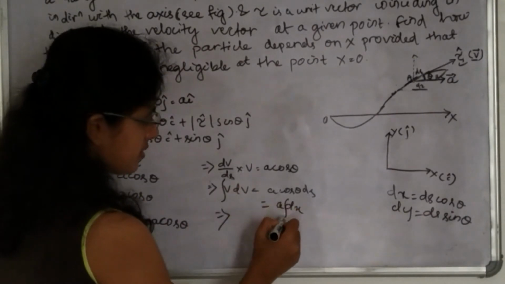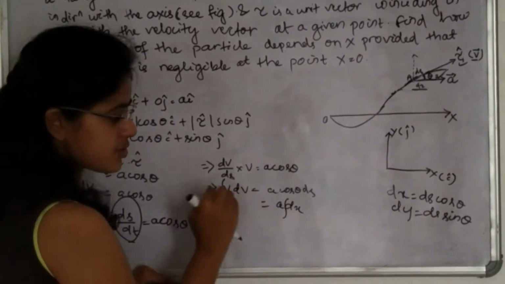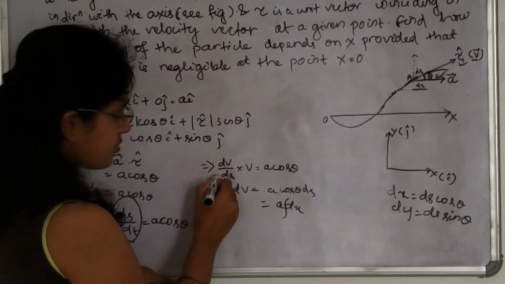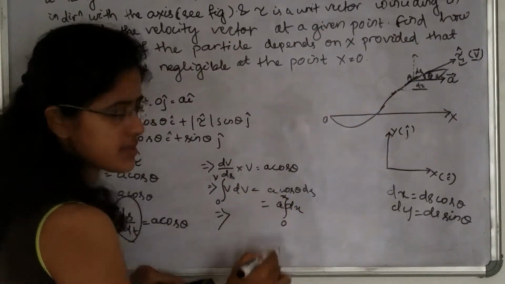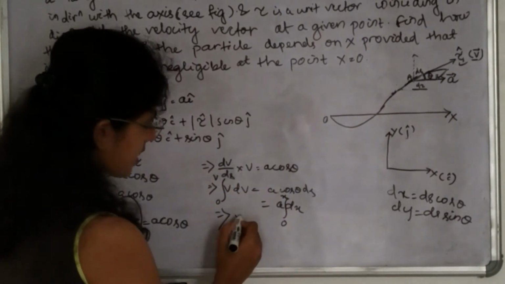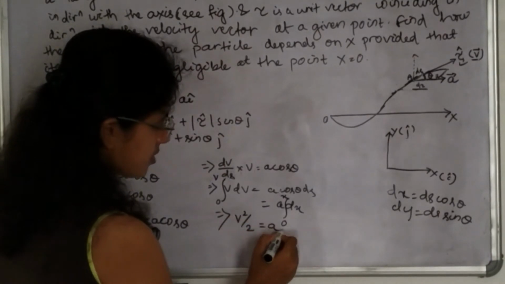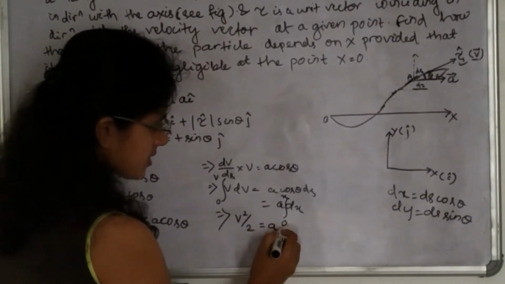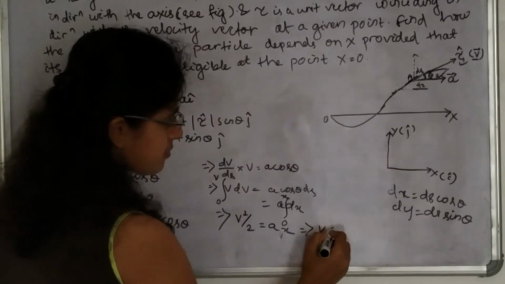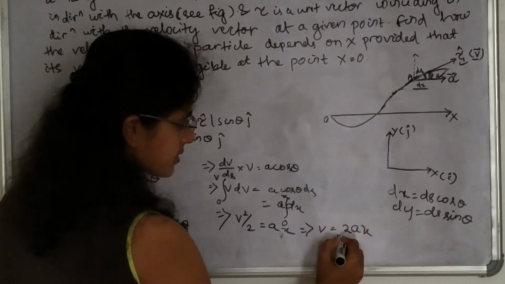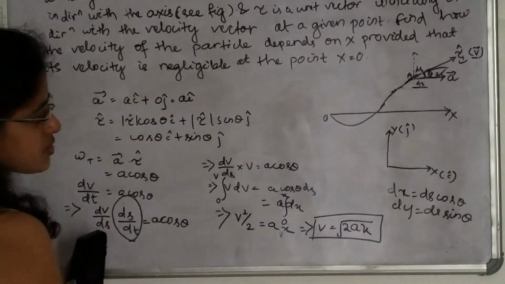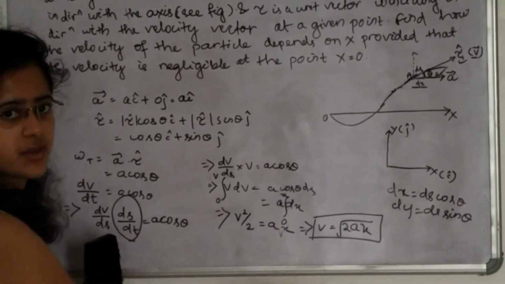Integrate this. A is constant, so we take it outside. Integrate this from 0 to v and this from 0 to x. So we can get v squared by 2 is equal to a x. So v is how much? Root over 2ax. So we have got here the velocity depending on x.